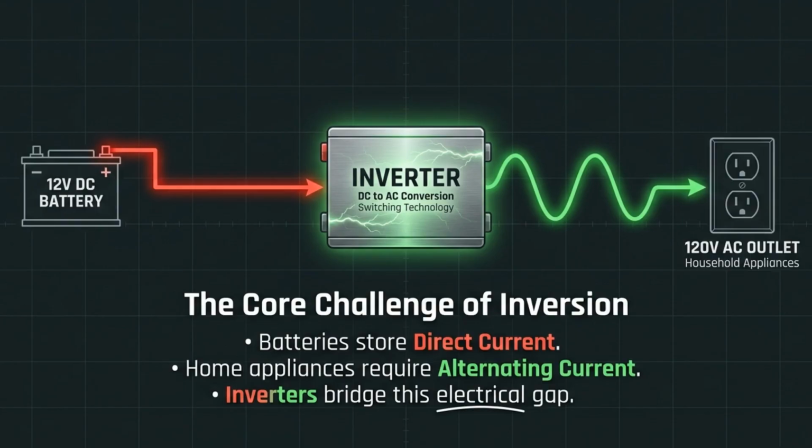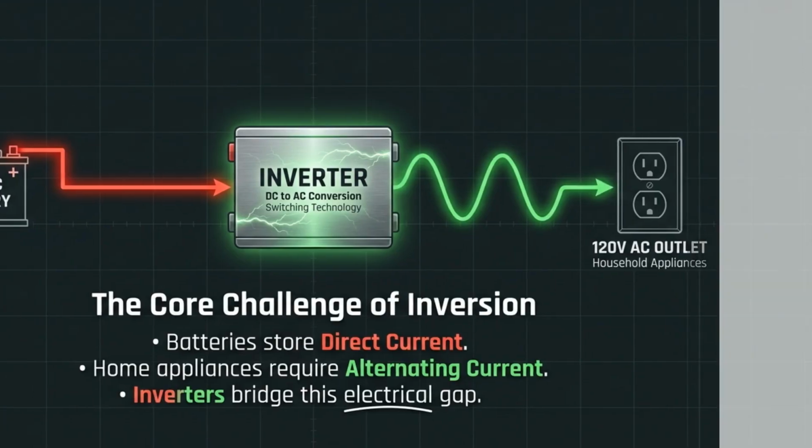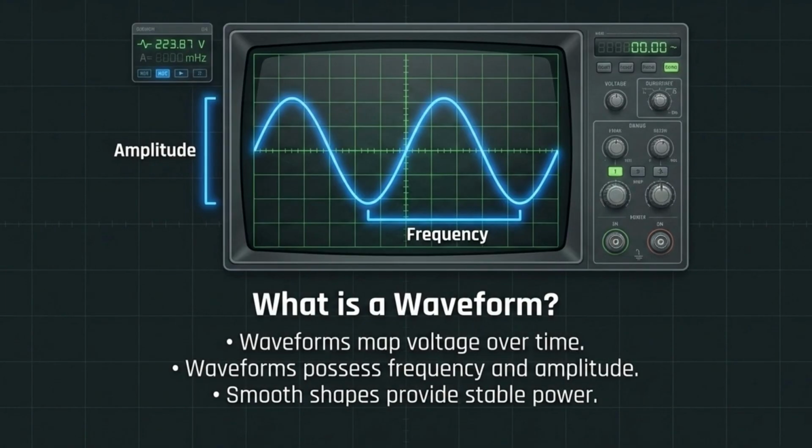Batteries store direct current, but most appliances require alternating current. Inverters bridge this gap, but the quality of that bridge determines how well your devices run. To understand the difference, we must look at the waveform. A waveform maps voltage over time, defined by frequency and amplitude. Ideally, a smooth shape provides the most stable power for sensitive electronics.